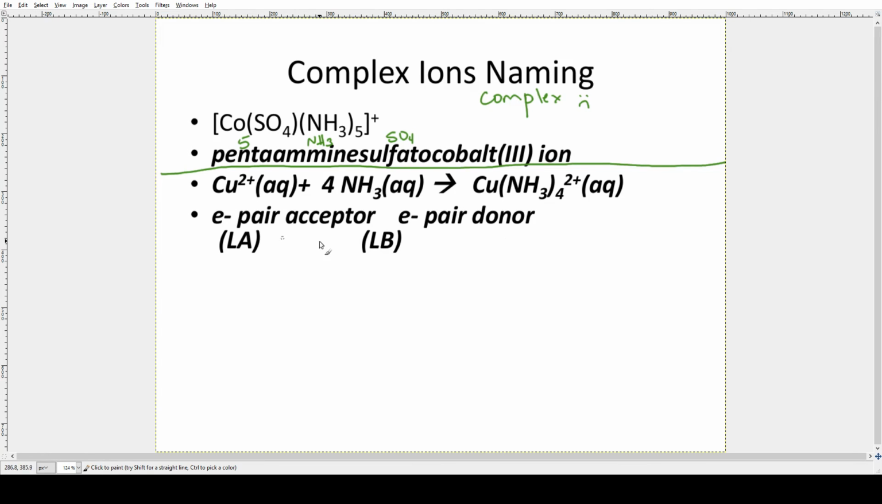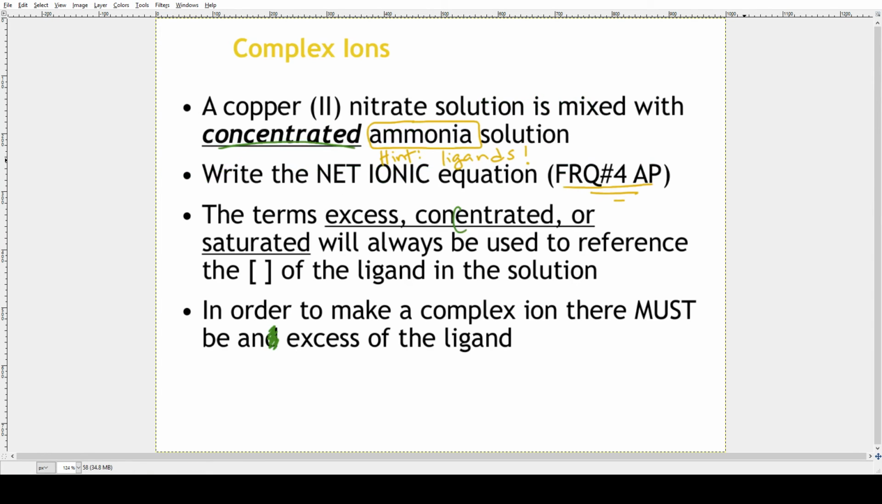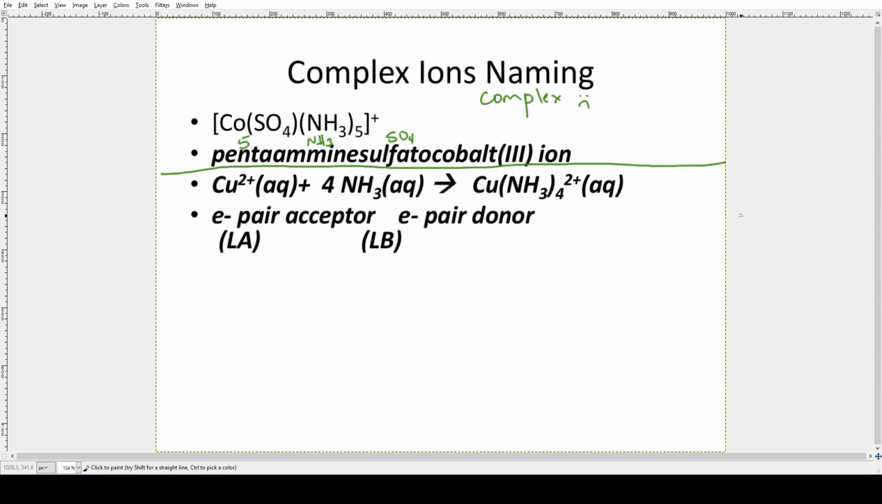So a couple slides ago, it asked us to write the net ionic equation for when a copper 2 nitrate solution is mixed with concentrated ammonia. And here's our answer. So it was copper 2 nitrate added to a concentrated ammonia solution. Now, if you're wondering how many ammonias, you could try using that trick of taking the charge and multiplying it times 2, which is equal to 4. So most likely there will be 4 ligands. So 4 ammonias.